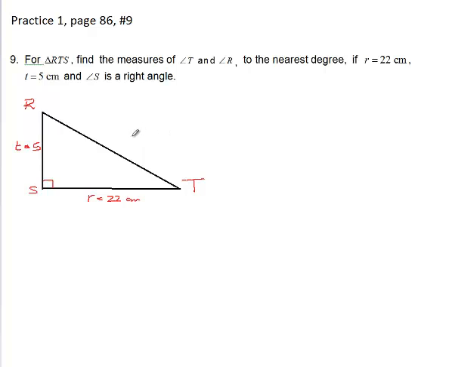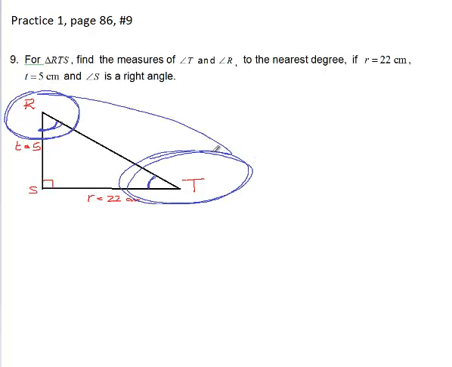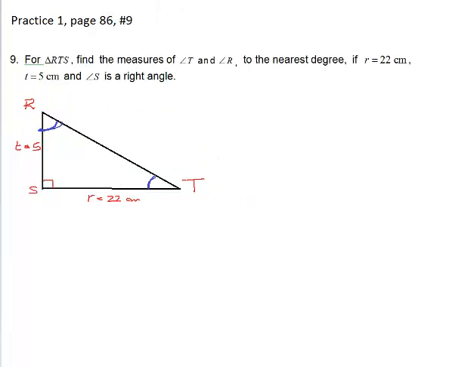All right, now look at what we're asked to find. We're asked to find the measures of the angles T and R. So I need this angle and this angle. Now the easiest way to do it is to find one of them and then subtract from 90, because we know in a right triangle the acute angles are complementary, right? You know that because all three angles add up to 180, and one of the angles is already 90. So the other two must add up to 90 as well. So how do we go about finding angle R and angle T? You have to make a choice.